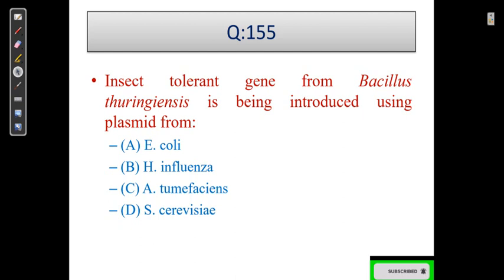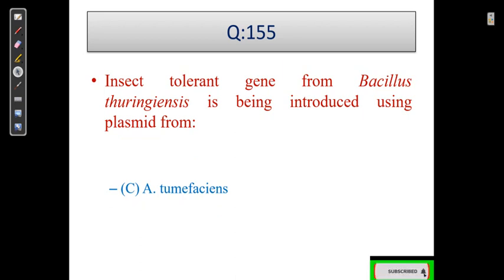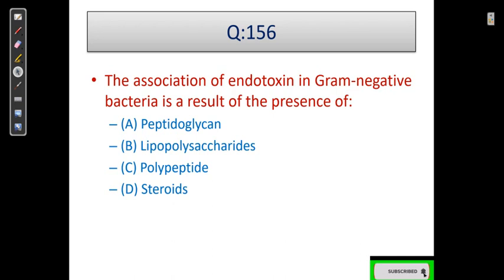Insect tolerant gene from Bacillus thuringiensis is being introduced using a plasmid from E. coli, H. influenzae, A. tumefaciens, S. cerevisiae. So the correct answer is A. tumefaciens.